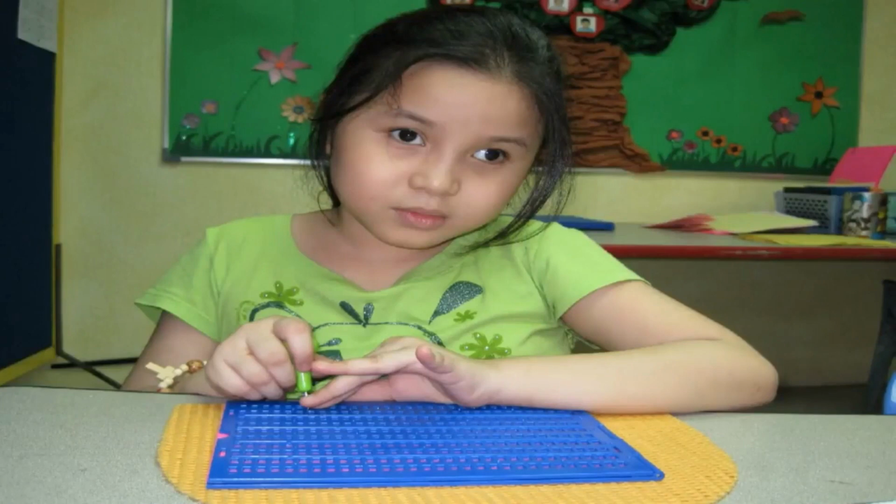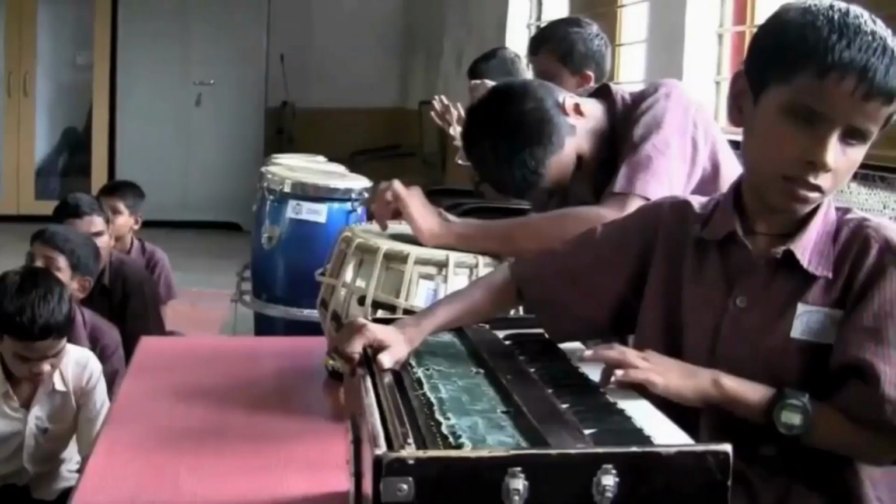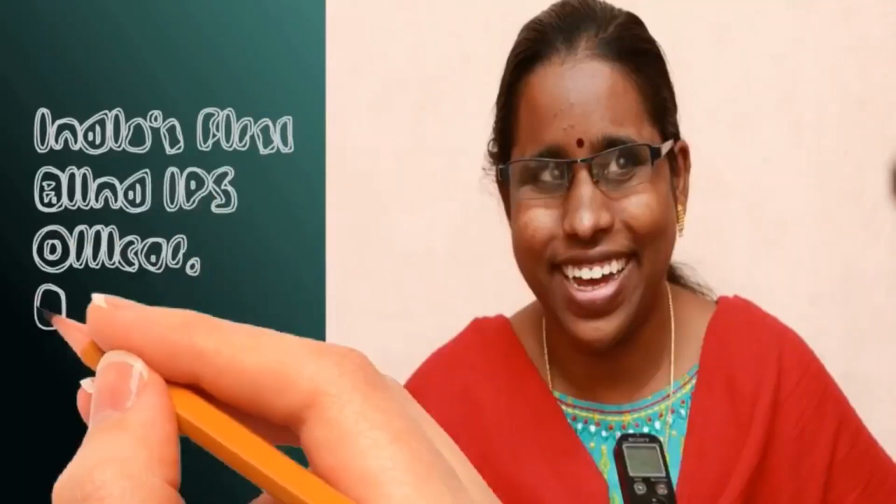Look at this picture. The little girl, she is blind. Her eyes are not functioning well, but she is not stopping her education. She is learning. She is reading. Look at these children. They all are blind, but they are involved in different music activities. See this lady? India's first blind IPS officer. She is blind. She is a legend.